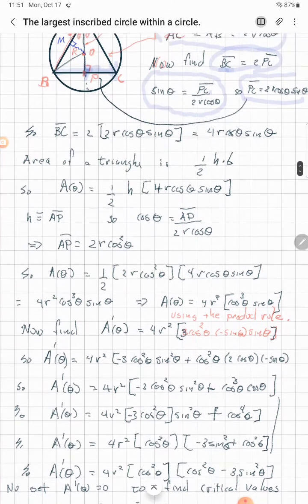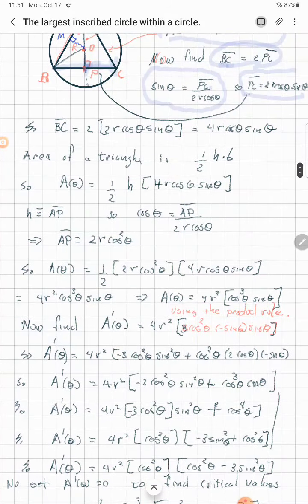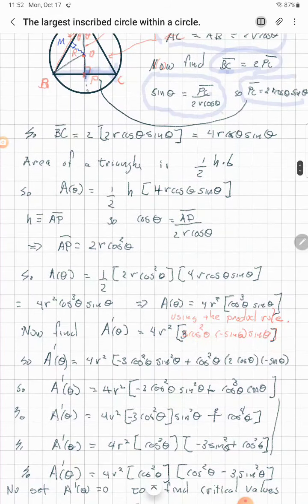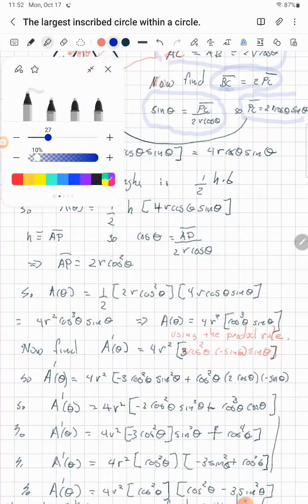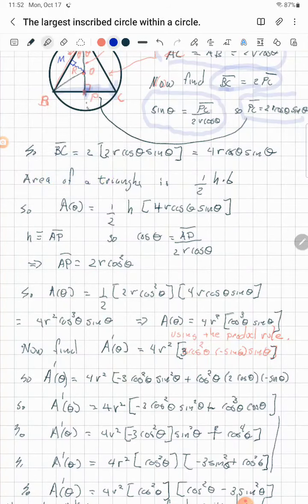So now we have BC. BC is going to be 2 times one of these PCs. So that's going to end up being 2 times R cosine theta, which will give us a BC that is going to be, let's see. Yeah, BC will end up being 4 times the cosine theta.